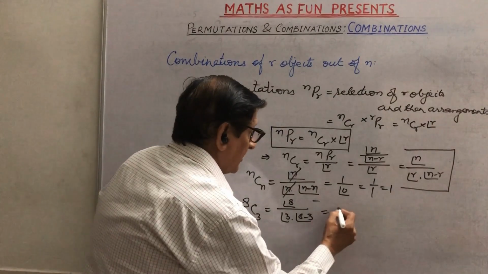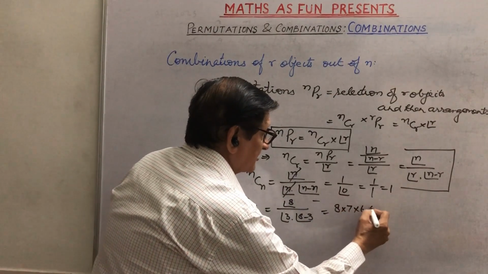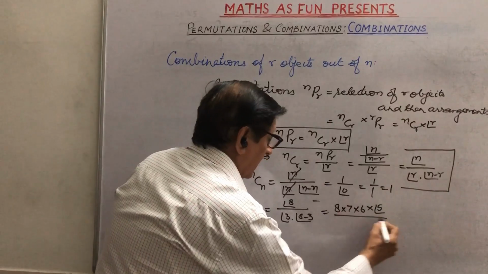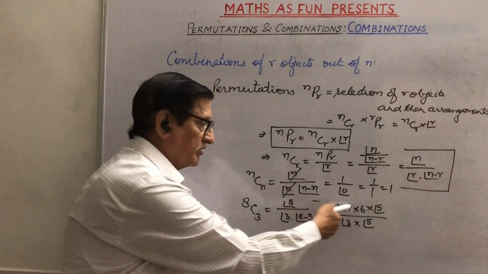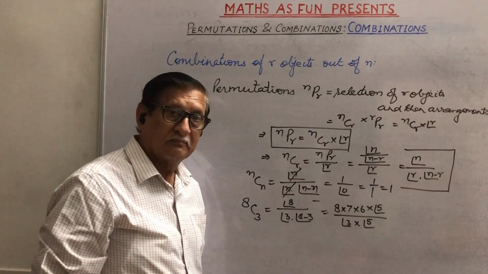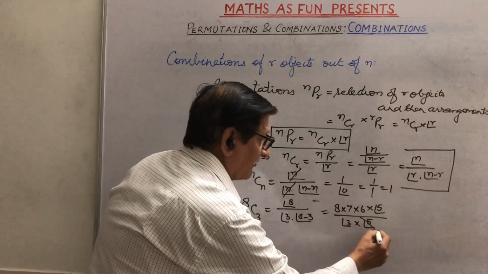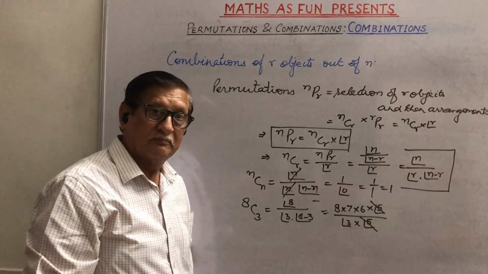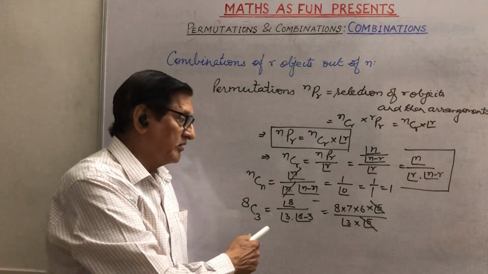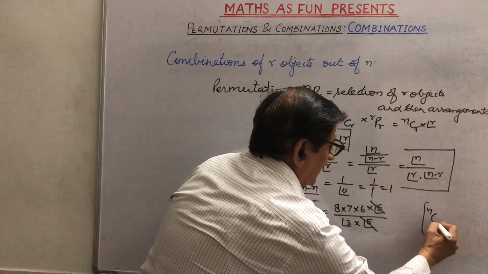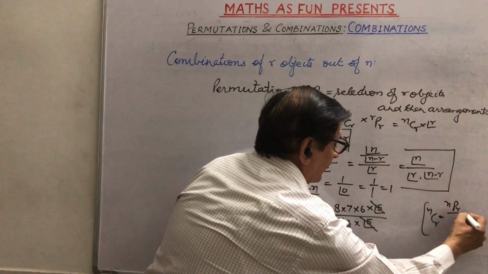Which gives us 8 into 7 into 6 into factorial 5 upon factorial 3 into factorial 5. We know how to reduce it to this. This factorial 5 and factorial 5 cancel. See, learn a good thing here. We have learned that nCr is equal to nPr upon factorial r.